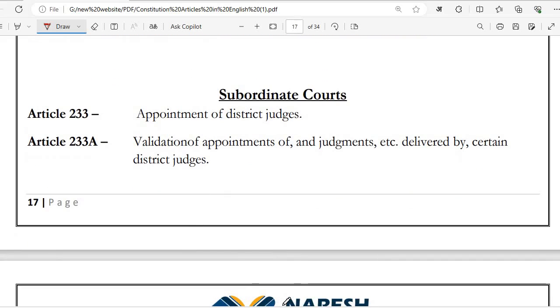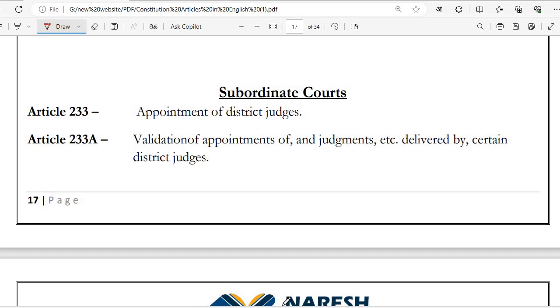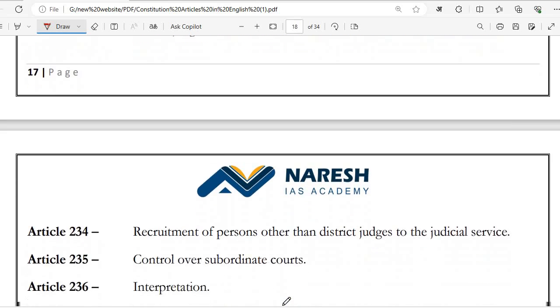Subordinate courts, appointment of district judges, Article 233. The district judges are appointed by the state governor, and he also transfers and dismisses them after consultation of the Chief Justice of the State High Court.